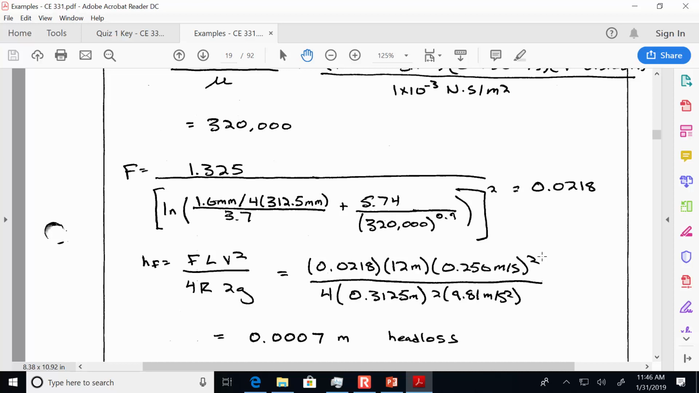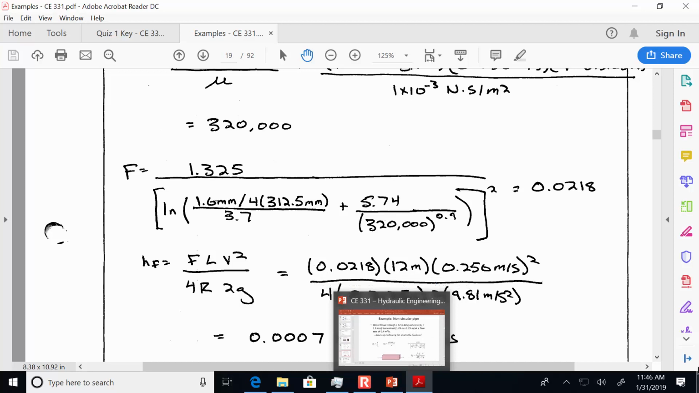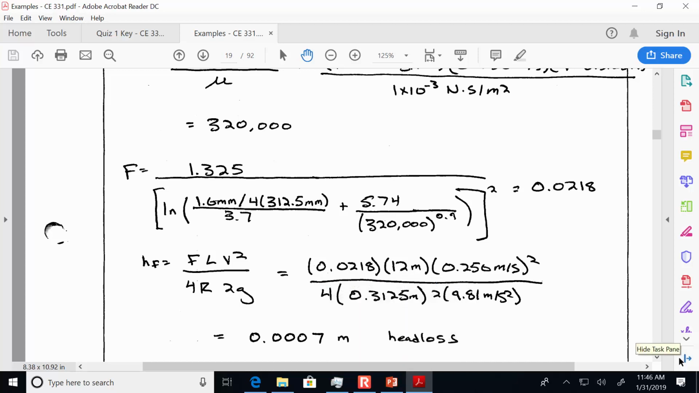So non-circular conduits aren't that bad. It's kind of no big deal. You just have to make an easy adjustment and then move right along. The same method you already knew. Any questions about the example?